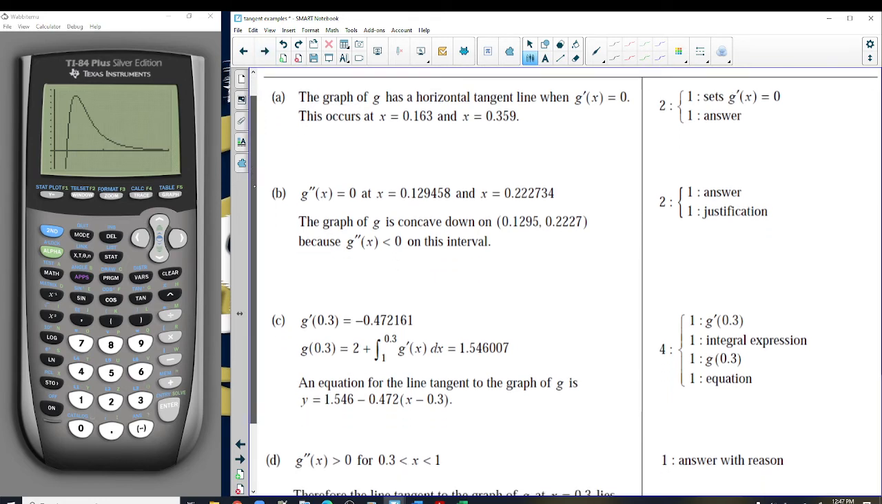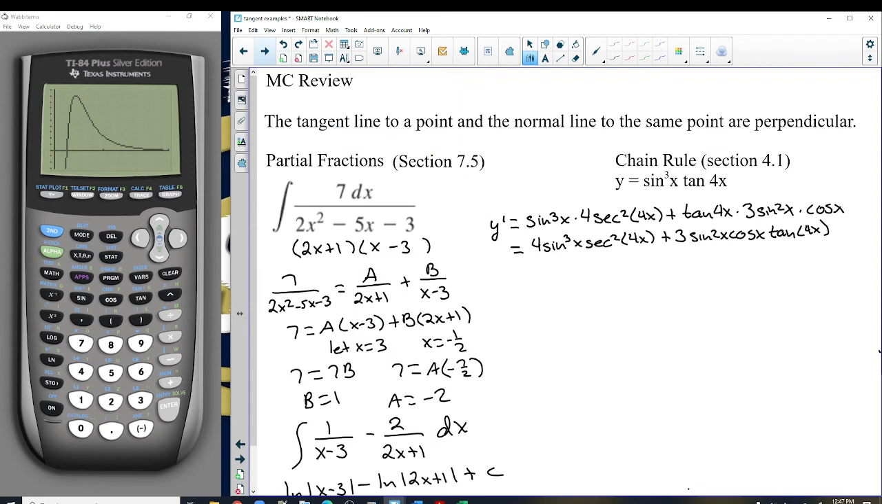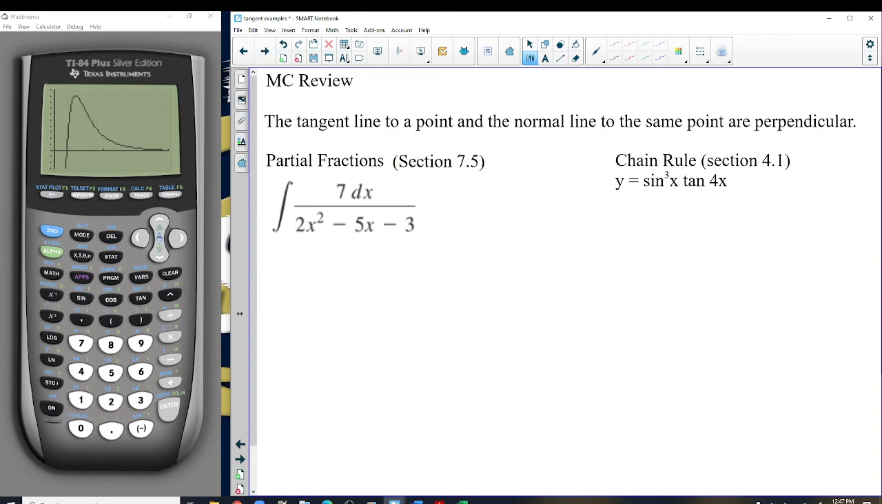Here's the rubric. And let's go through this, I suppose. The tangent line to a point and the normal line to the same point are perpendicular. So tangent and normal lines are perpendicular to each other, which means their slopes are opposite reciprocals.